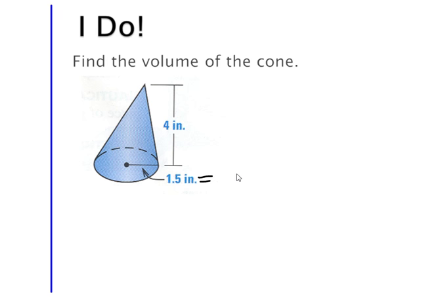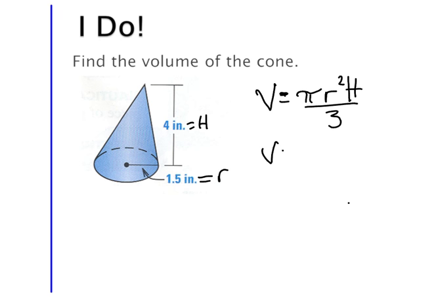In this problem, our cone has a radius of 1.5 and has a total height of 4 inches. Our volume is found by doing pi r squared times height divided by 3. Let's plug in these values and see what we get. Pi times 1.5 squared times 4, all divided by 3.